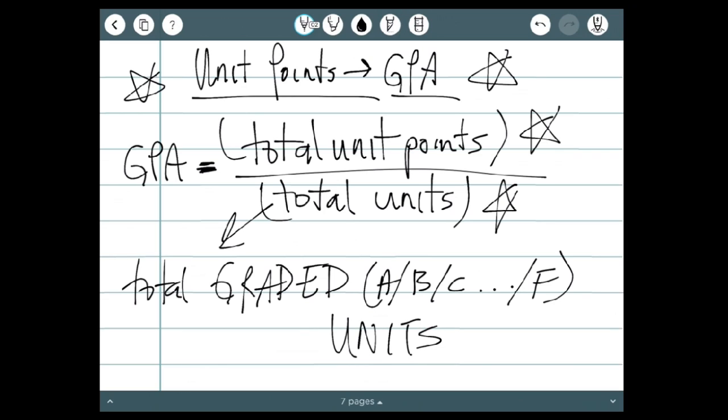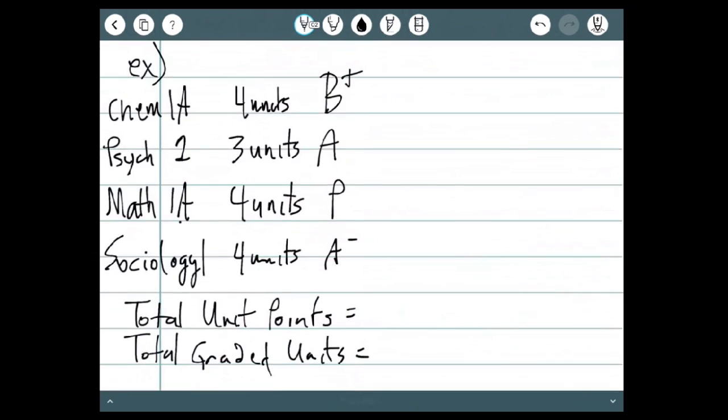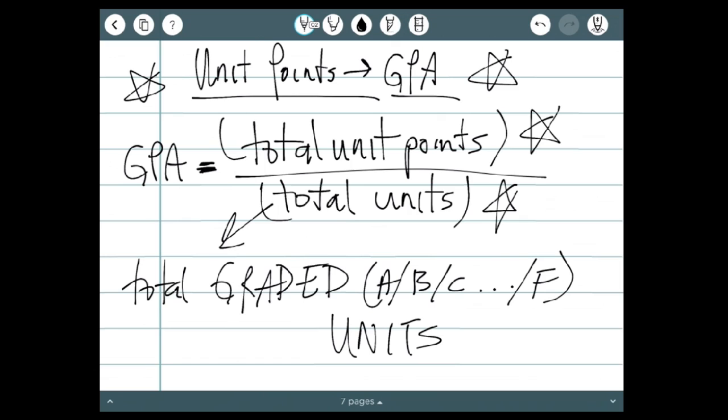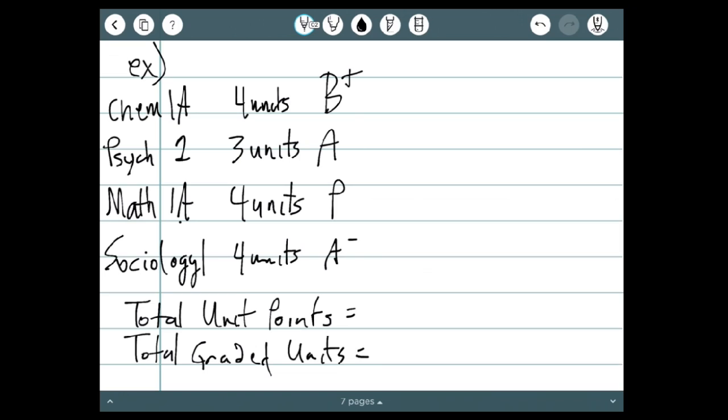So to really get an understanding of how to calculate GPA, I decided to give you guys an example. So recall earlier that the GPA is determined by the total unit points divided by the total units, okay? So let's do this student right here. This student took Chem 1A, Psych 1, Math 1A, and Sociology 1. And this student got a B plus in Chem 1A, an A, we'll go down the list. But let's say the student got a B plus in Chem 1A.